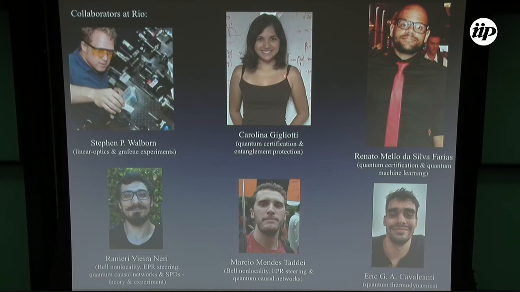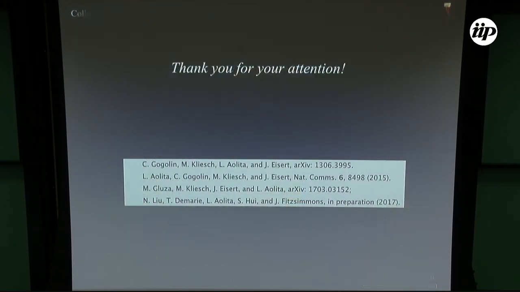Carolina is a master's student. Also Renato, Eric is a PhD student. Marcio is a postdoc there. Ranieri is half experimental, half theoretician. He's a student of Professor Stephen Walborn, and I am co-supervising him. He's also the guy that did one of the experiments that was mentioned today in the talk of Rafael Chaves. And with that, now I thank you for your attention.